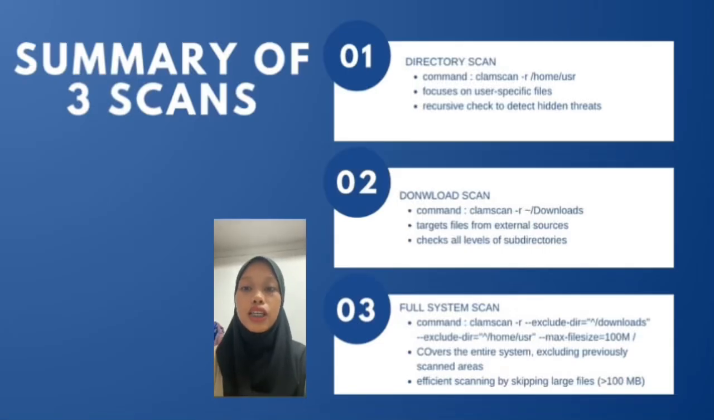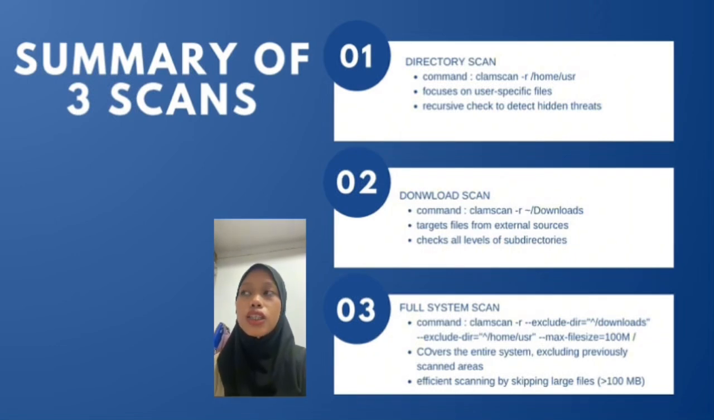Summarize the three types of scans conducted using ClamAV. So the first is the directory scan. This scan focuses on the home user directory, where user-specific files like program data, private documents, and downloaded resources are stored. Using the command clamscan on the user directory, the scan performs a recursive check to thoroughly inspect every file, including the hidden ones in subdirectories. This is crucial because files in the directory often interact with external sources, so this makes it a common target for malware.